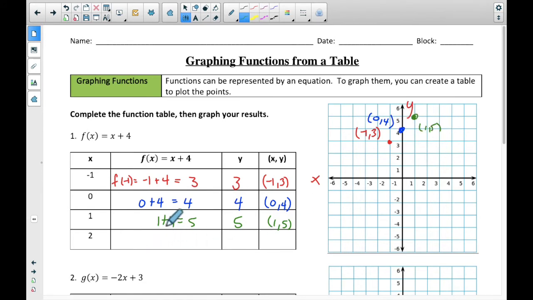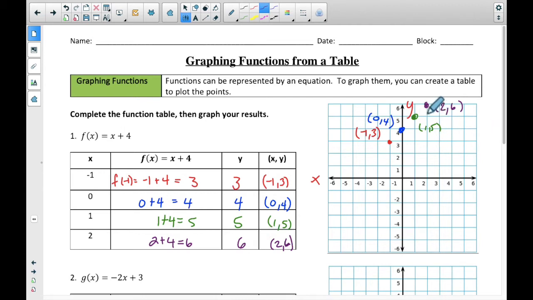And then lastly, like I said, we're going to plug in that 2. My guess is it's going to be a 6. 2 plus 4, and yes, that is 6. And so my point is 2, 6. Once again, that means I go over 2 and up 6. And there's my point 2, 6. Okay, so that's the basic gist of it. You just take the number, plug it in the function, see what comes out, and plot the point.